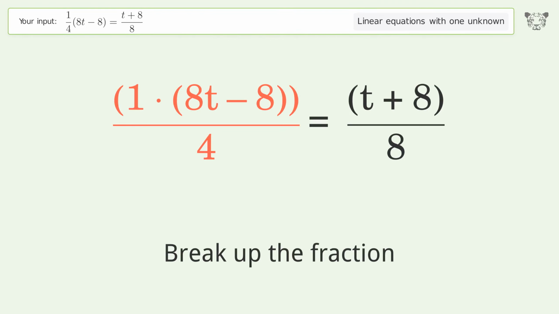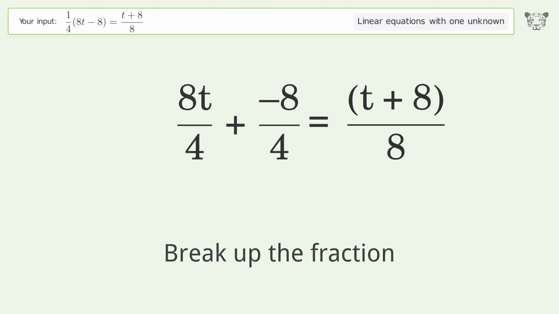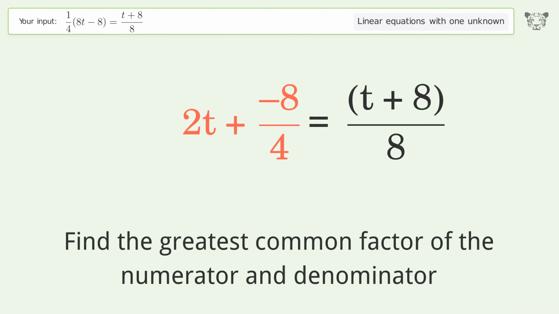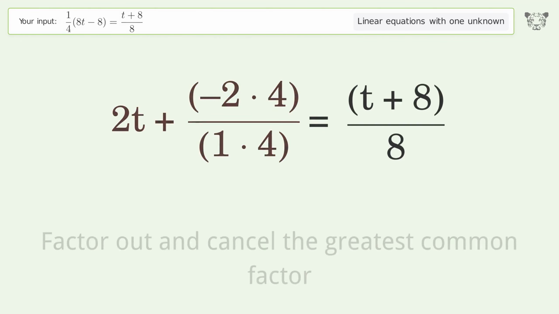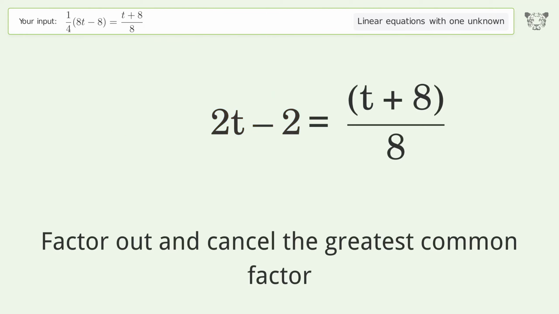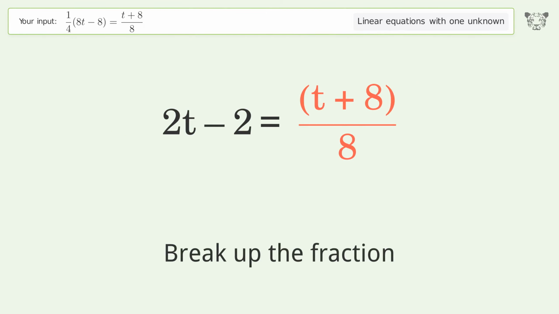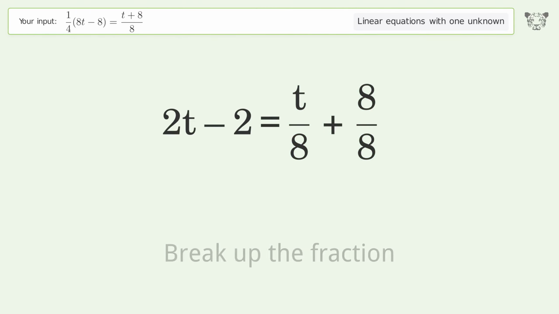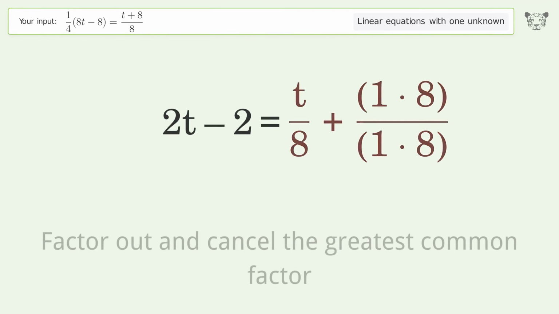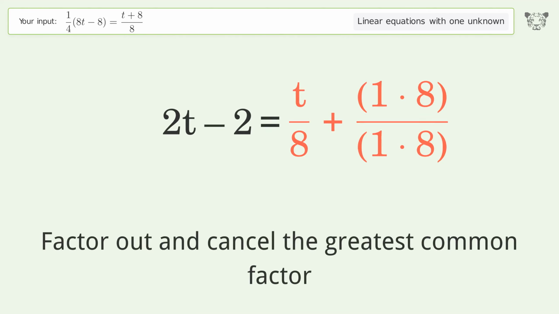Break up the fraction. Simplify the fraction. Find the greatest common factor of the numerator and denominator. Factor out and cancel the greatest common factor. Break up the fraction. Find the greatest common factor of the numerator and denominator. Factor out and cancel the greatest common factor.